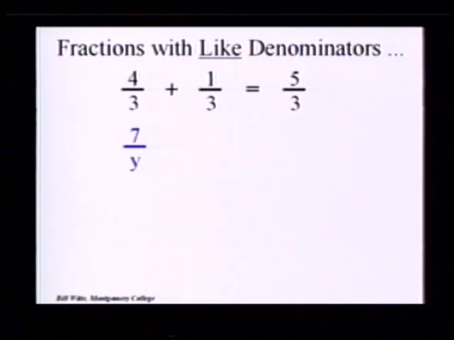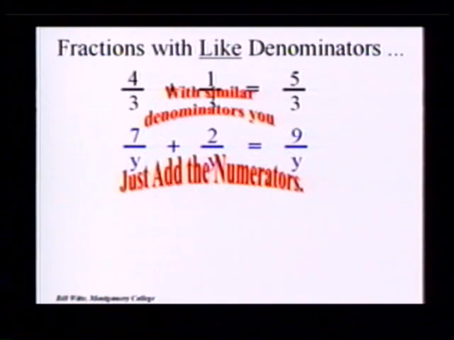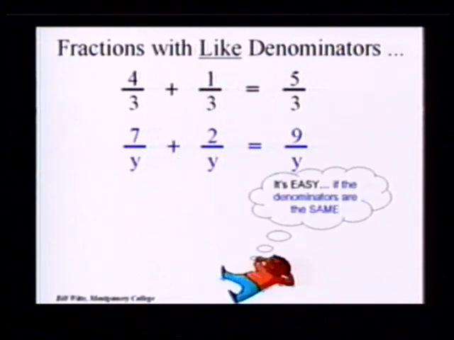7 over y, uh-oh, a letter. Fear not. Plus 2 over y, just add the tops, add the numerators. Oh, gnarly. 9 over y, it wasn't so bad. Dismissed. I'm telling you, when the denominators are the same, you just add the numerators. It's easy when the denominators are the same.